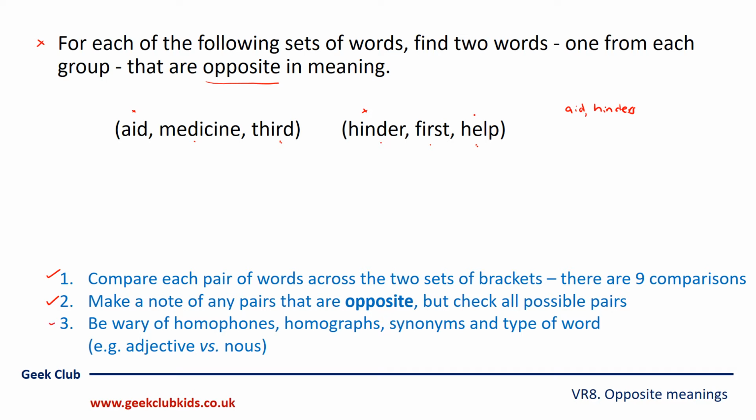As with the previous question type, which was similar, we need to be aware that the examiners might try and put homophones in or homographs in. So they might put in words that sound similar when you say them, but they actually mean something totally different. So don't be caught out by that. And like in this example, they might also try and put synonyms in, like aid and help. And if you haven't read the question and you're assuming they're looking for two words that are the same, you might accidentally write those as the correct answer. So make sure you read the question.